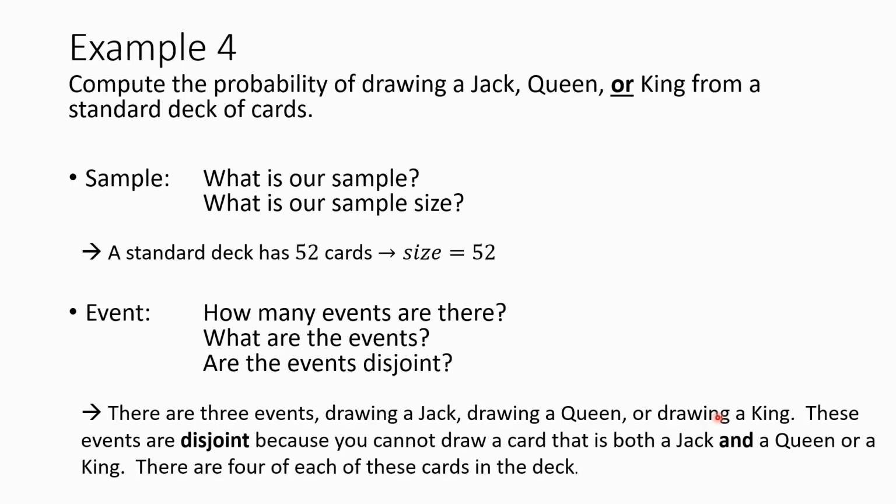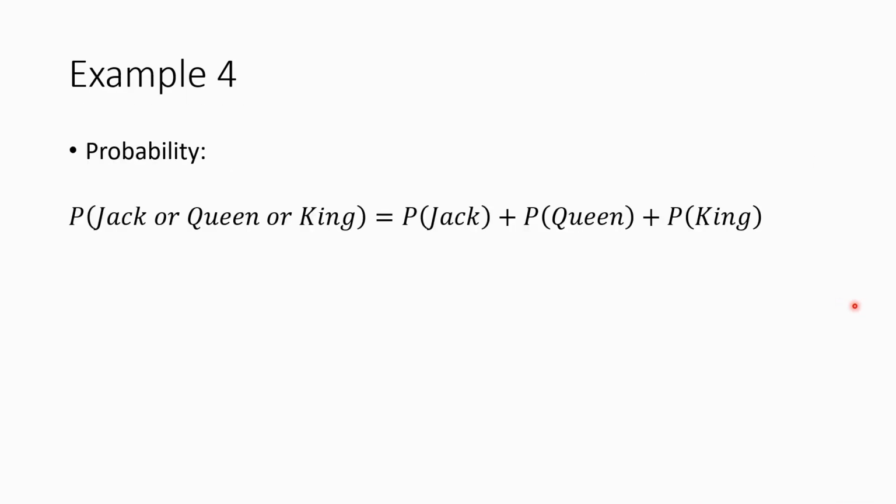These categories are disjoint because if I pull out a single card, that card cannot be both a Jack and a Queen, or a Queen and a King, and so on. So these events are disjoint, meaning we can use the addition rule for disjoint events. So since the events are disjoint, we simply add their individual probabilities together.